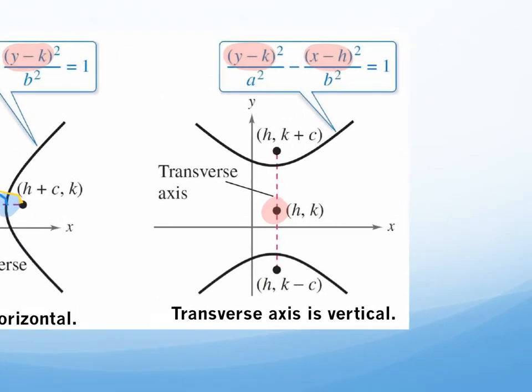If it's a vertical, then again, my center is in the middle there. I'd go up and down a to get my vertices. I'd go up and down c to get the foci. And I'd go right and left, whatever b is, to get the co-vertices.